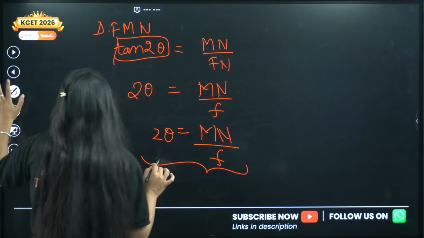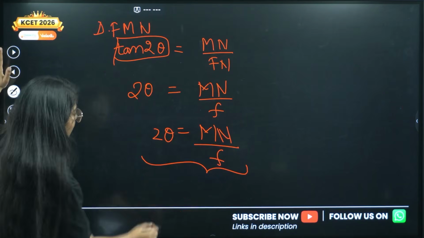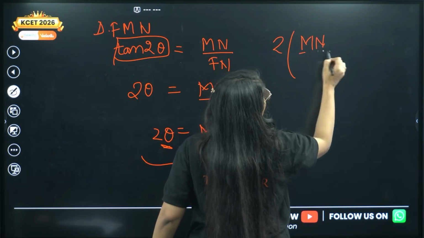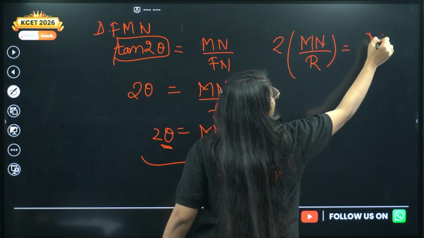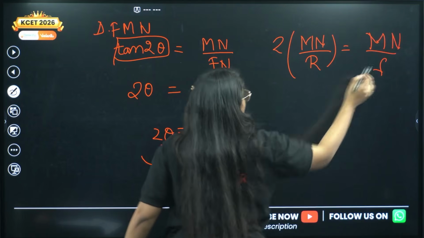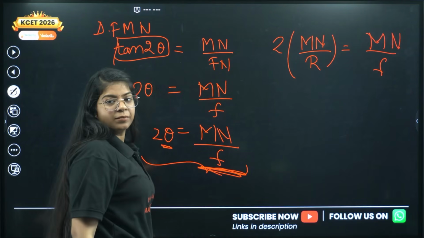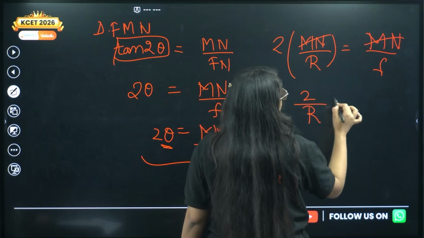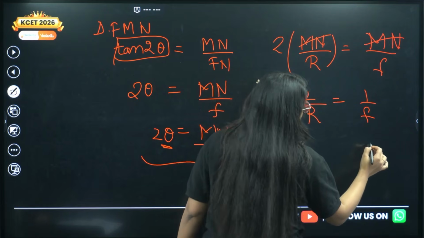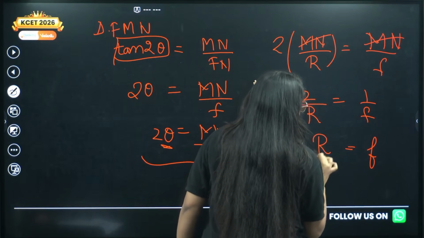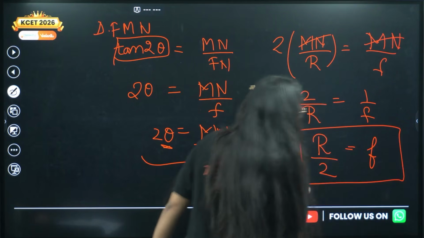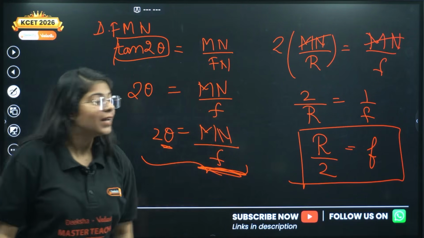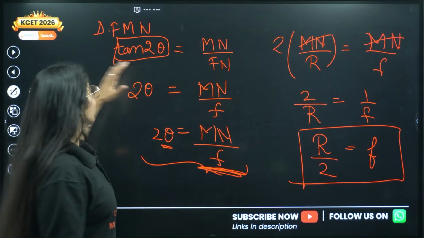So we have the value of theta, that is MN by R. Can I put that in here? So that will be 2 into MN divided by R equals MN by focal length on our right hand side. Correct? So MN will cancel out. 2 divided by R equals 1 by focal length, and if you just invert it, focal length will be R by 2, which proves our point that focal length is half of the radius of curvature. Okay? We are again done with one more derivation.